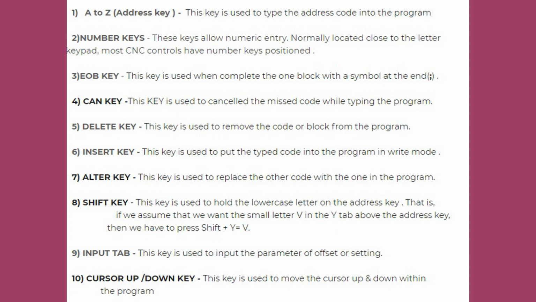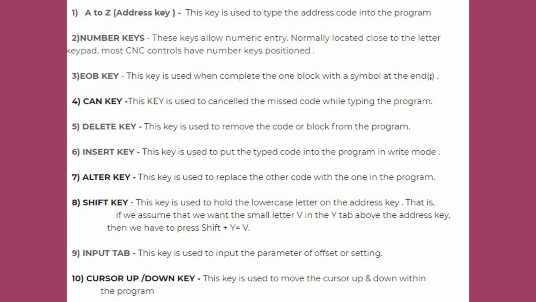Number 7. Alter key. This key is used to replace another code with the one in the program. Number 8. Shift key. This key is used to access the lowercase letter on the address key. That is, if we assume that we want the small letter v, written above Y on the address key, then we have to press Shift plus Y equals v.